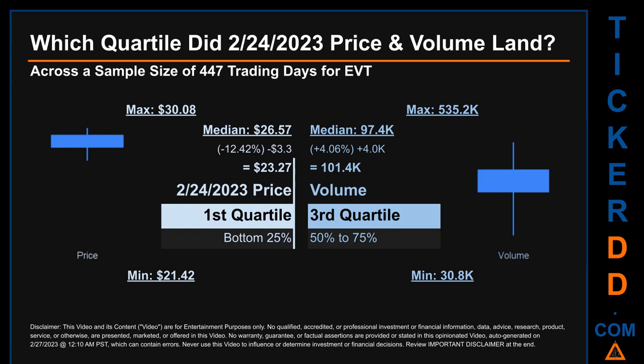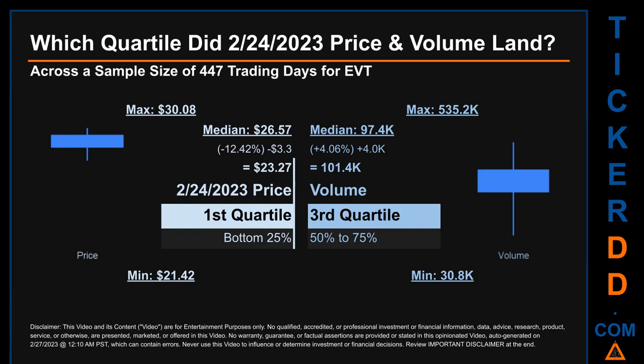Which quartile did February 24, 2023 price and volume land? Across a sample size of 447 trading days, the maximum end of day price for EVT was $30.08 while the minimum was $21.42. Within that price range, February 24, 2023 price of $23.27 landed within the first quartile, meaning it was within the bottom 25% of all sampled end of day prices.